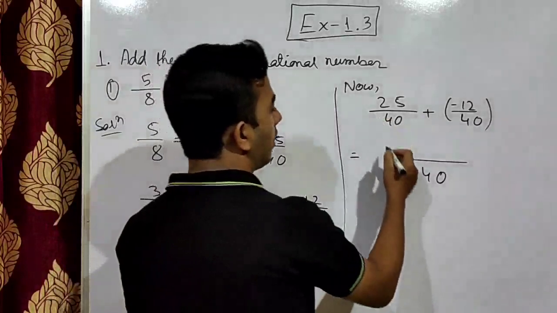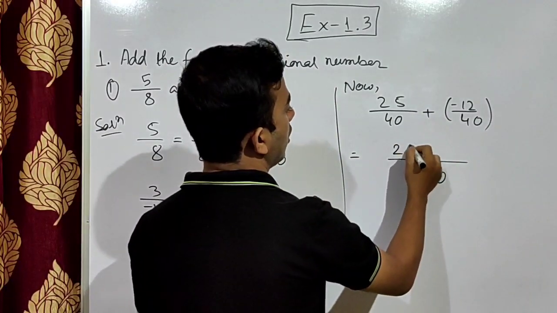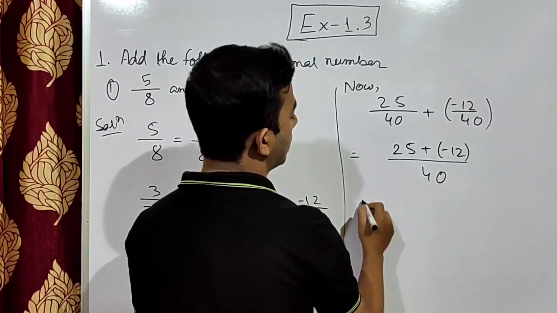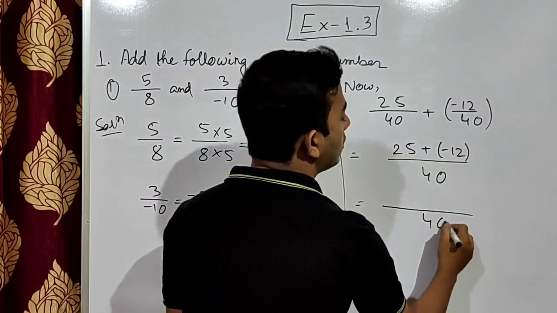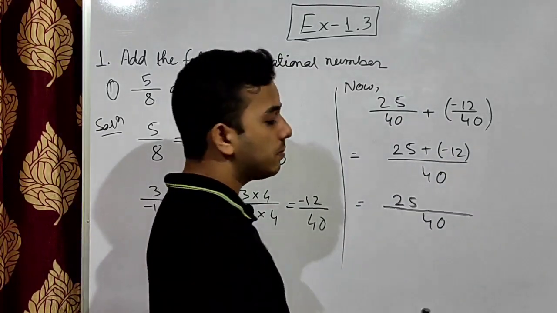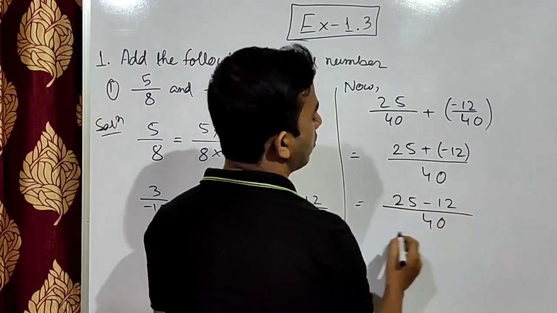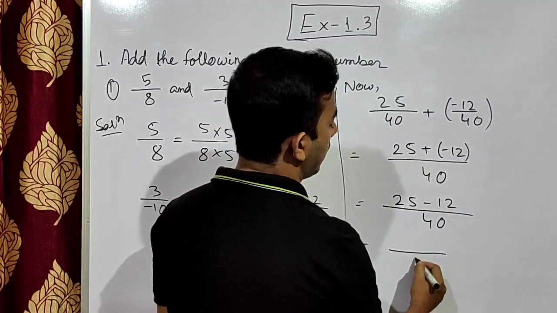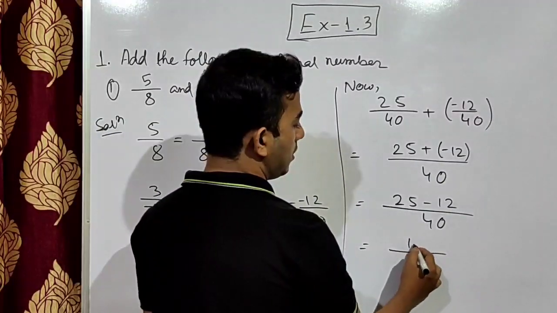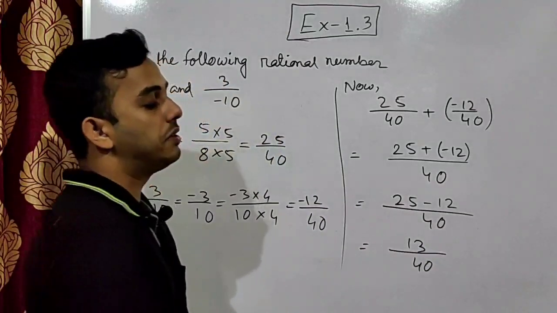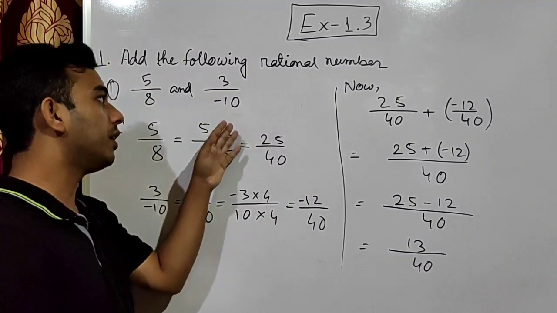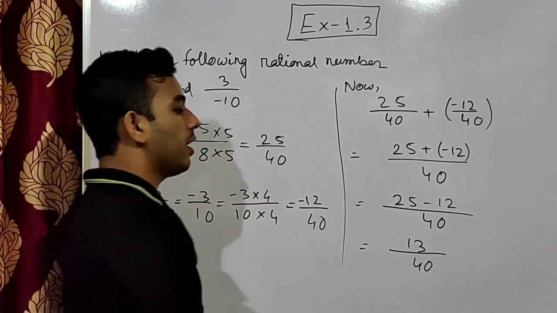Now for the numerator, 25 plus minus 12. Up to this clear? Okay. Now again denominator 40. Now 25, look, plus minus. We know plus minus is minus. So 25 minus 12, again over 40. Now 25 minus 12 is how much? It is 13. So this is our required answer. If we add 5 by 8 and 3 by minus 10, we will get our result as 13 by 40.